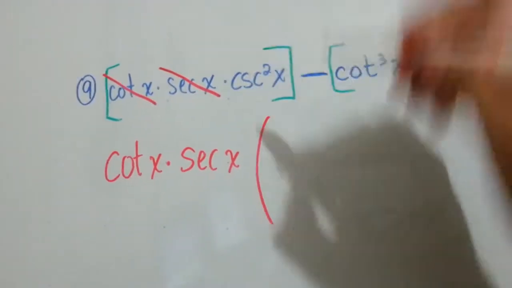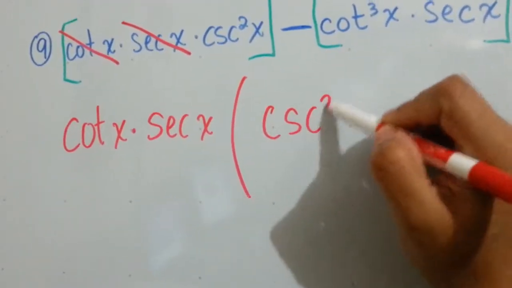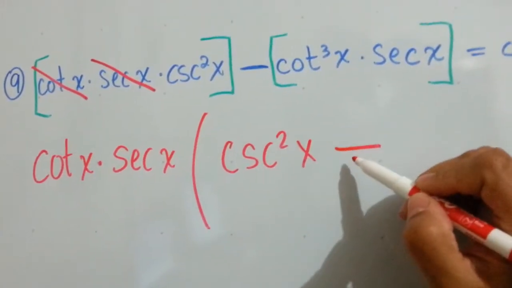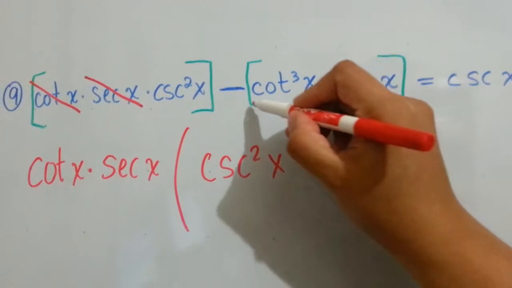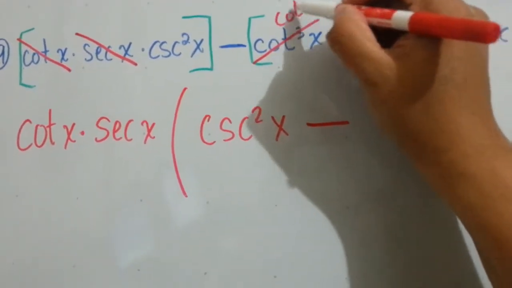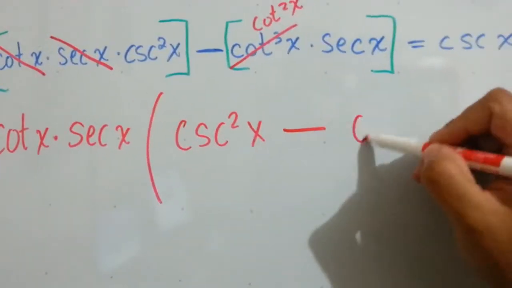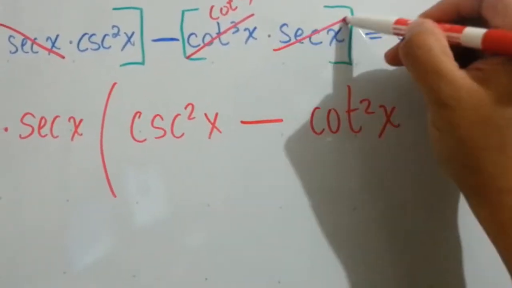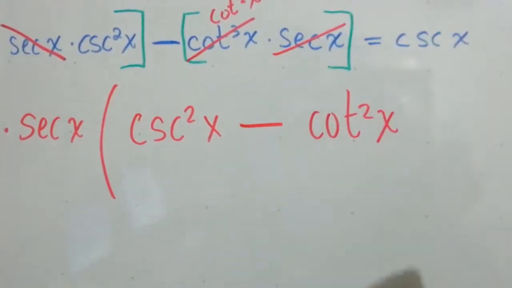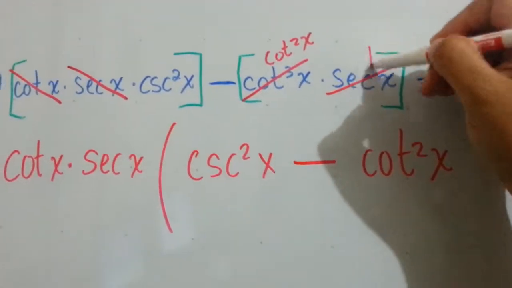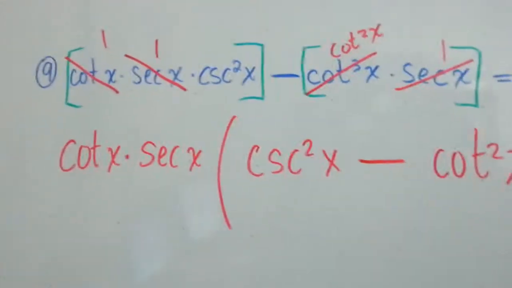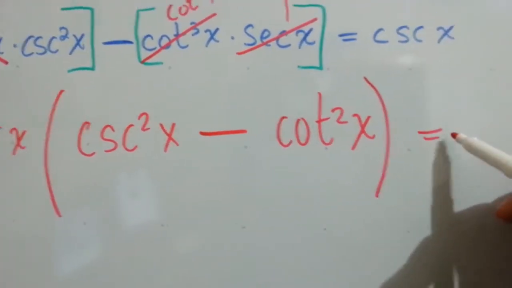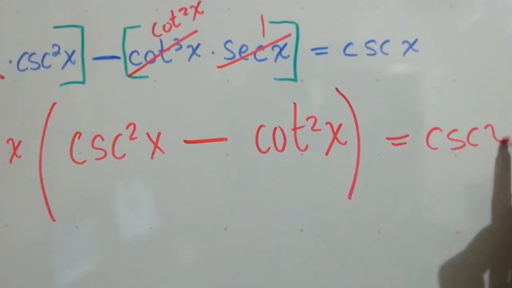So what's left over? Cosecant squared x minus, if we take out a cotangent from here, we'll have 2 cotangents left over. And when we take out the secant, nothing is left over, or basically a 1 is left over in their places, which we just multiply. So this is still equal to cosecant x.